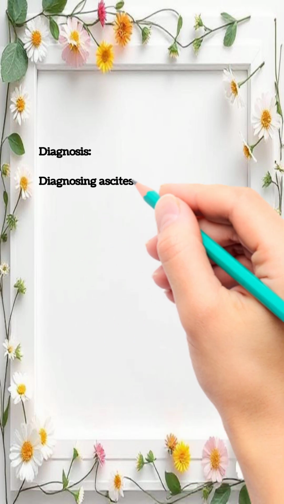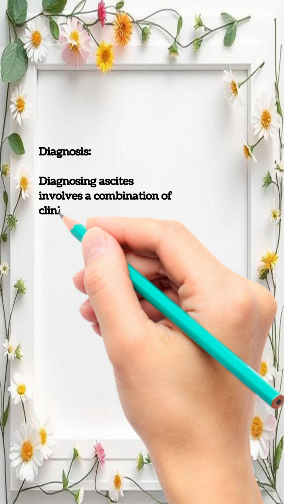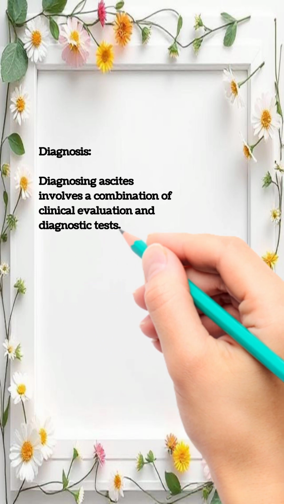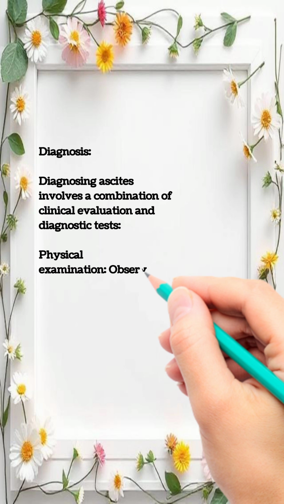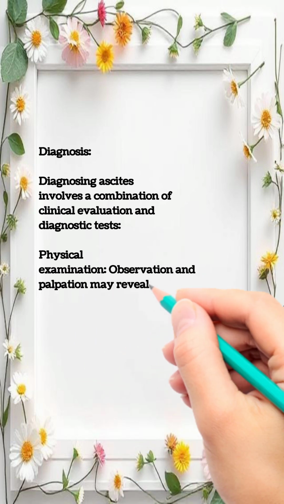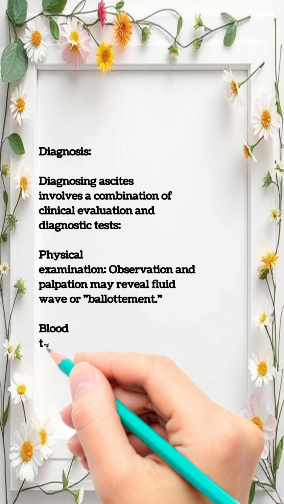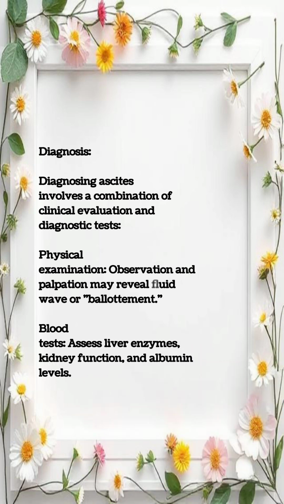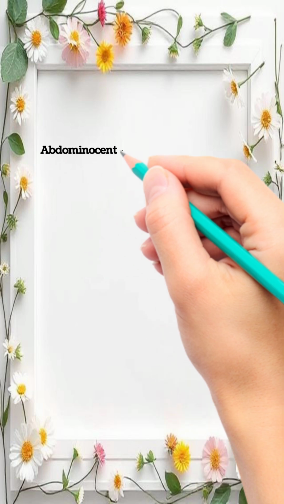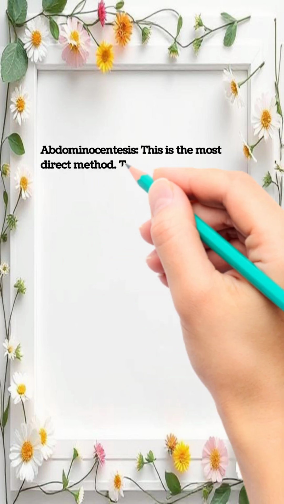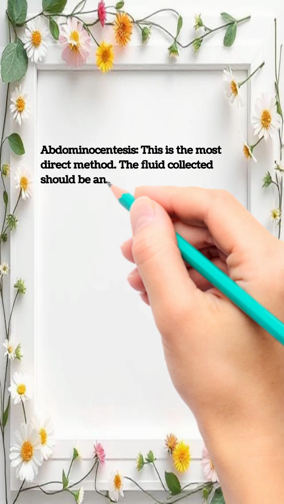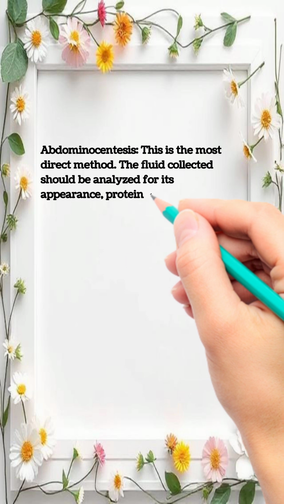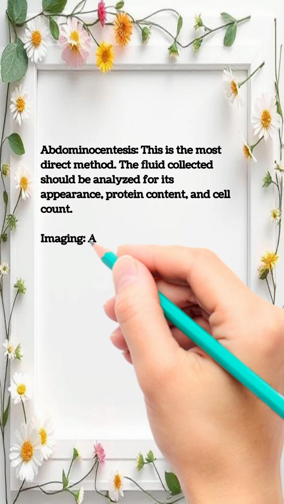Diagnosis. Diagnosing ascites involves a combination of clinical evaluation and diagnostic tests. Physical examination, observation and palpation may reveal fluid wave or ballottement. Blood tests assess liver enzymes, kidney function, and albumin levels. Abdominocentesis. This is the most direct method. The fluid collected should be analyzed for its appearance, protein content, and cell count.